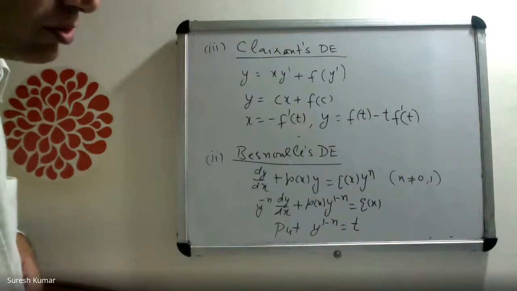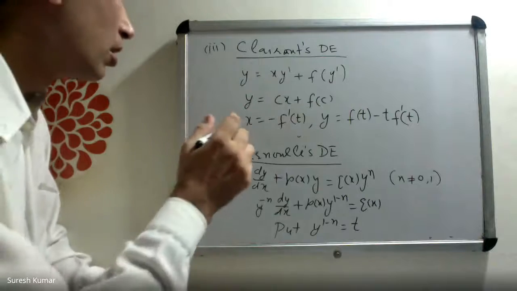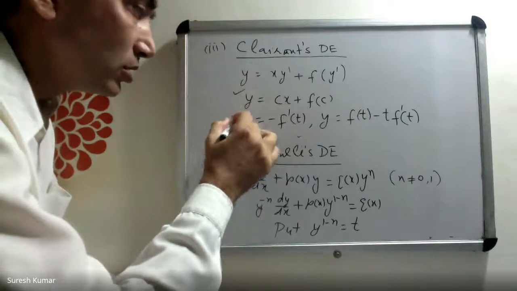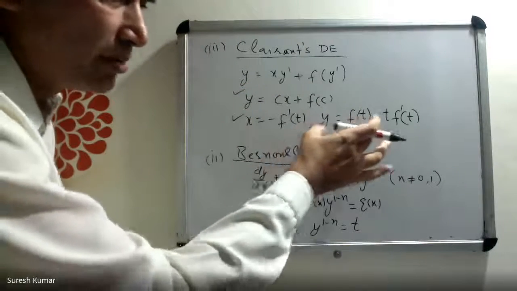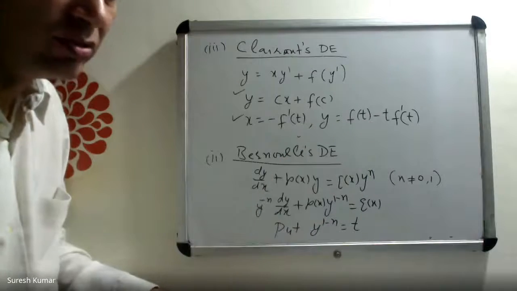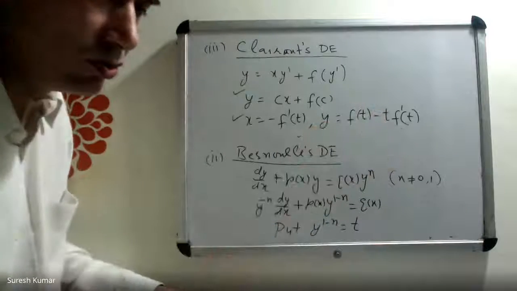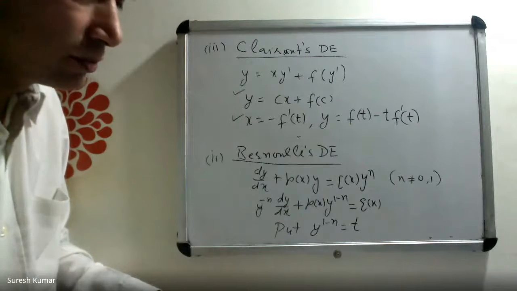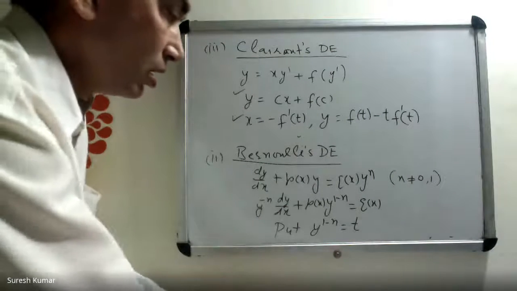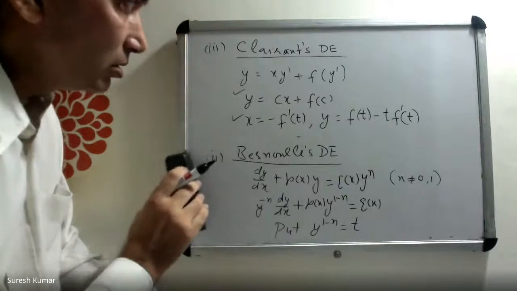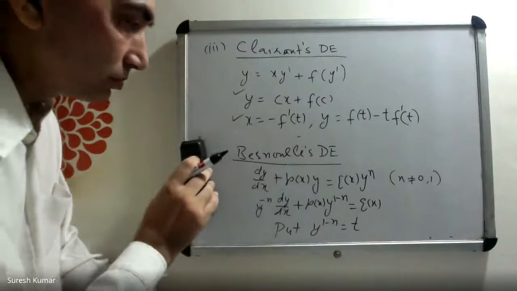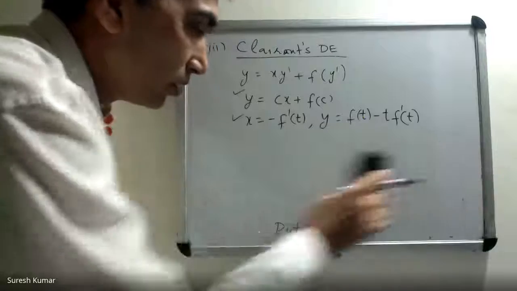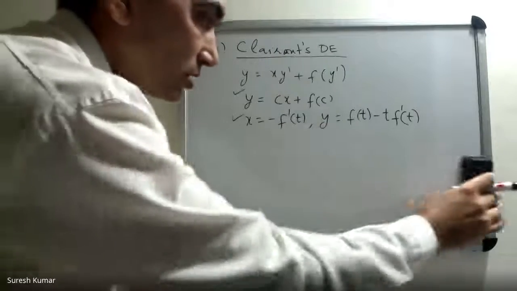Just check whether I've written it correctly. This is the general solution. This is the singular solution. This is in parametric form, parameterized by t. If you eliminate t from these two, you will have the solution in terms of y and x. Okay, you just need to look at it. Clairaut's differential equation may be useful sometimes when you are dealing with differential equations.